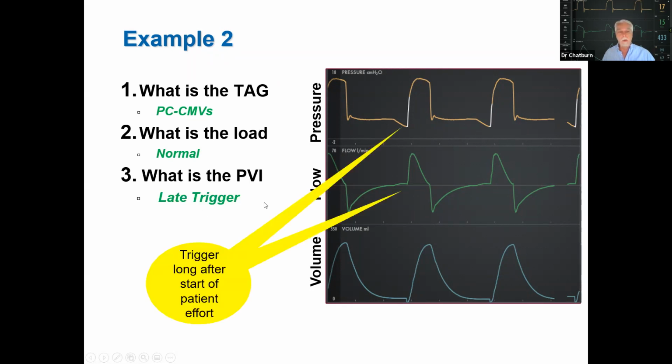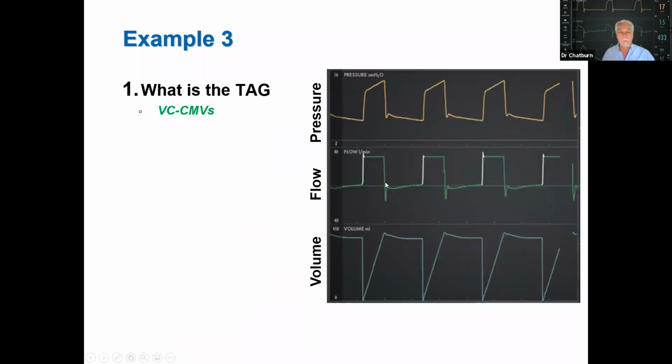But here we have evidence of a late trigger. How do we know that? Well, here's where the patient made the inspiratory effort. You can see that either in the pressure waveform or the flow waveform. It took a long time for the ventilator to catch up. And on this ventilator, you can see that it's a pressure trigger because the ventilator indicates a section in white on the pressure waveform. If this had been a flow trigger, the section in white would have been on the flow waveform instead of the pressure waveform.